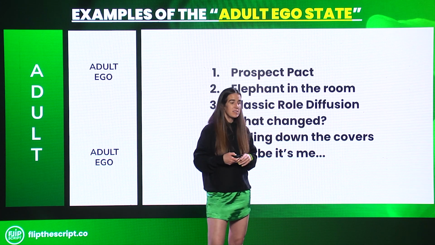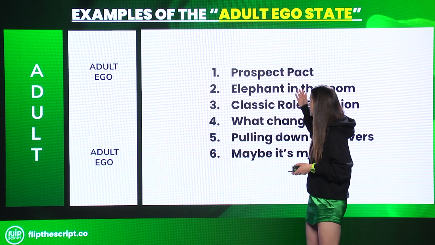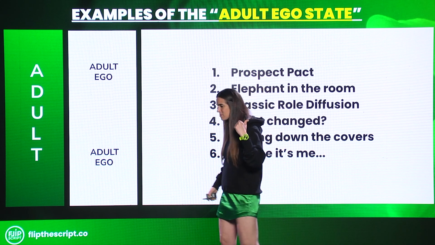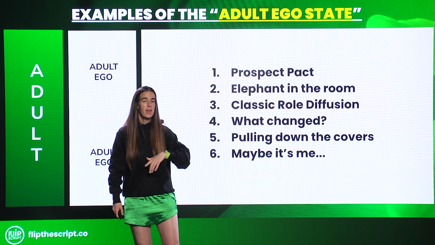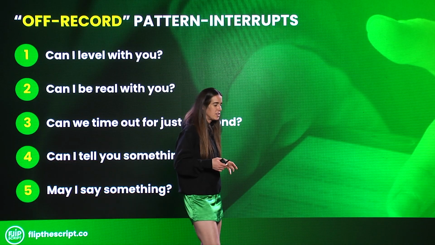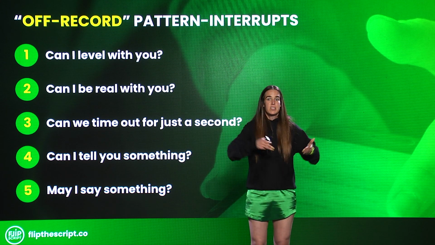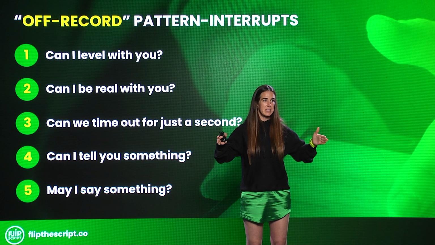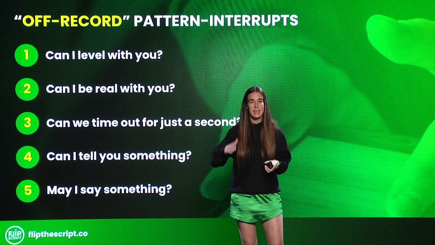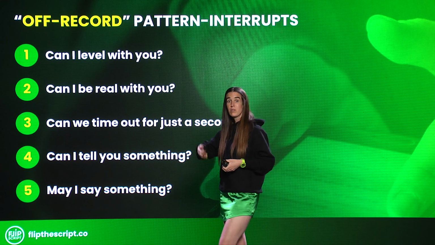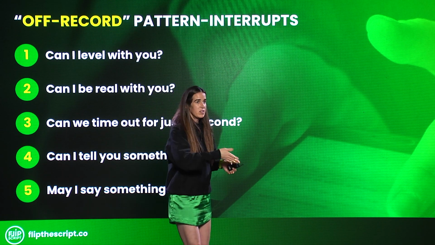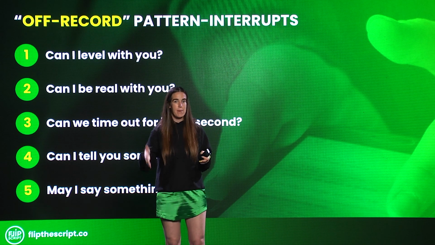So how you can interrupt this is a number of different examples that are listed here. The prospect pack, the elephant in the room, classic role diffusion, what changed, pulling down the covers, maybe it's me. I cover a lot of these in season 1 on ego states where I go very deep. But the basic thing that I do from the high level is, again, you need to stop the pattern from happening, to Bloom Zeigarnik's point. And how I do this, number one, is I say, can I level with you? Can I be real with you? Can we time out for just a second? Can I tell you something? May I say something? You need to stop the pattern of whatever is happening in the conversation.